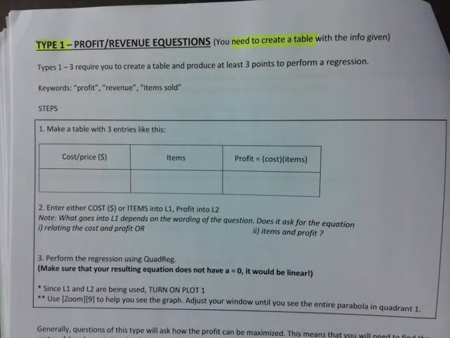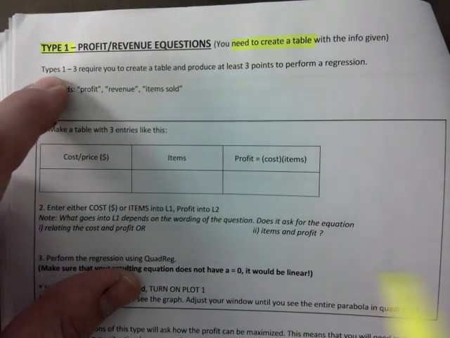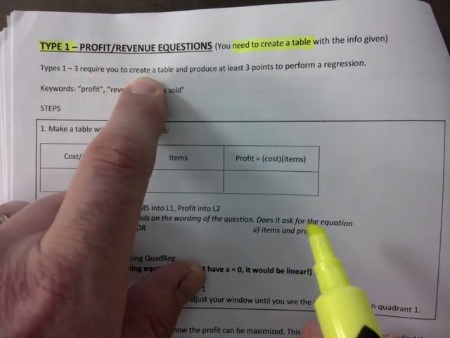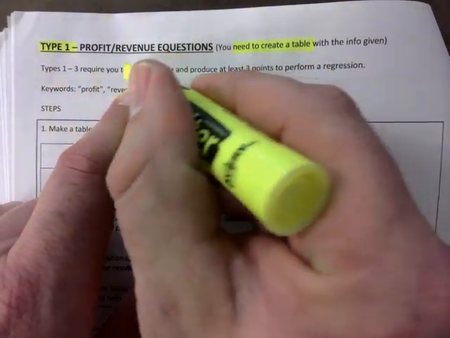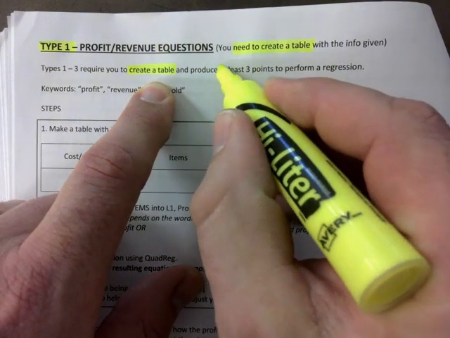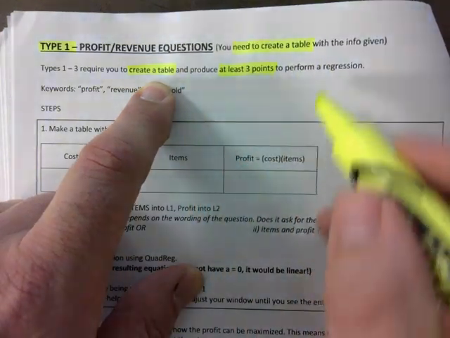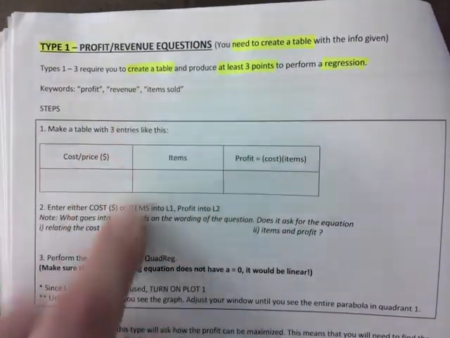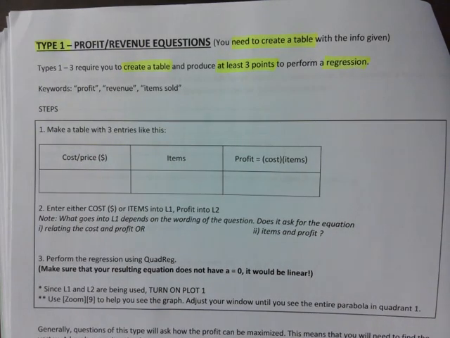Always remember you need 3 points, right? Types 1 to 3 require you to create a table. And again, repeating, you create a table, and you need at least 3 points to perform a regression. Okay, regressions, when it comes to quadratic, always need 3 points.